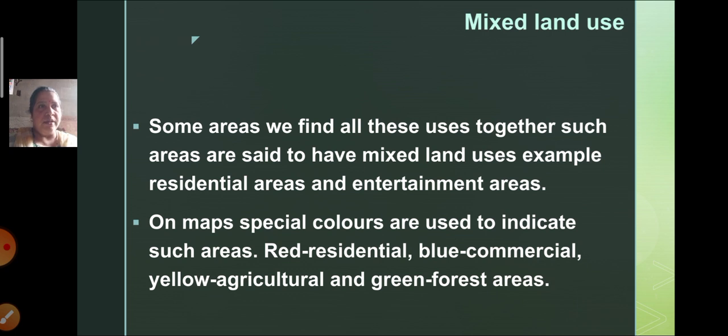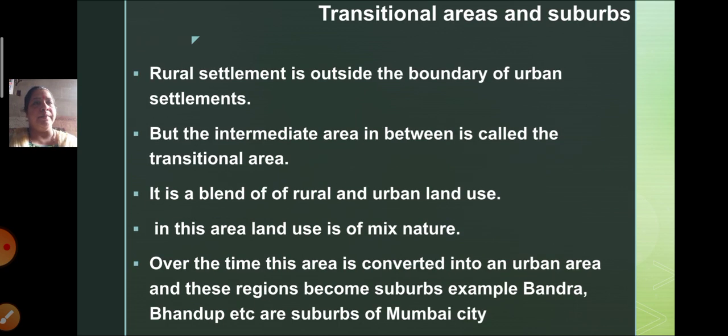Okay children, so I hope you all have understood the urban land use. This one was the last use, that is the mixed land use. Now let's continue with the next part, that is transitional areas and suburbs.